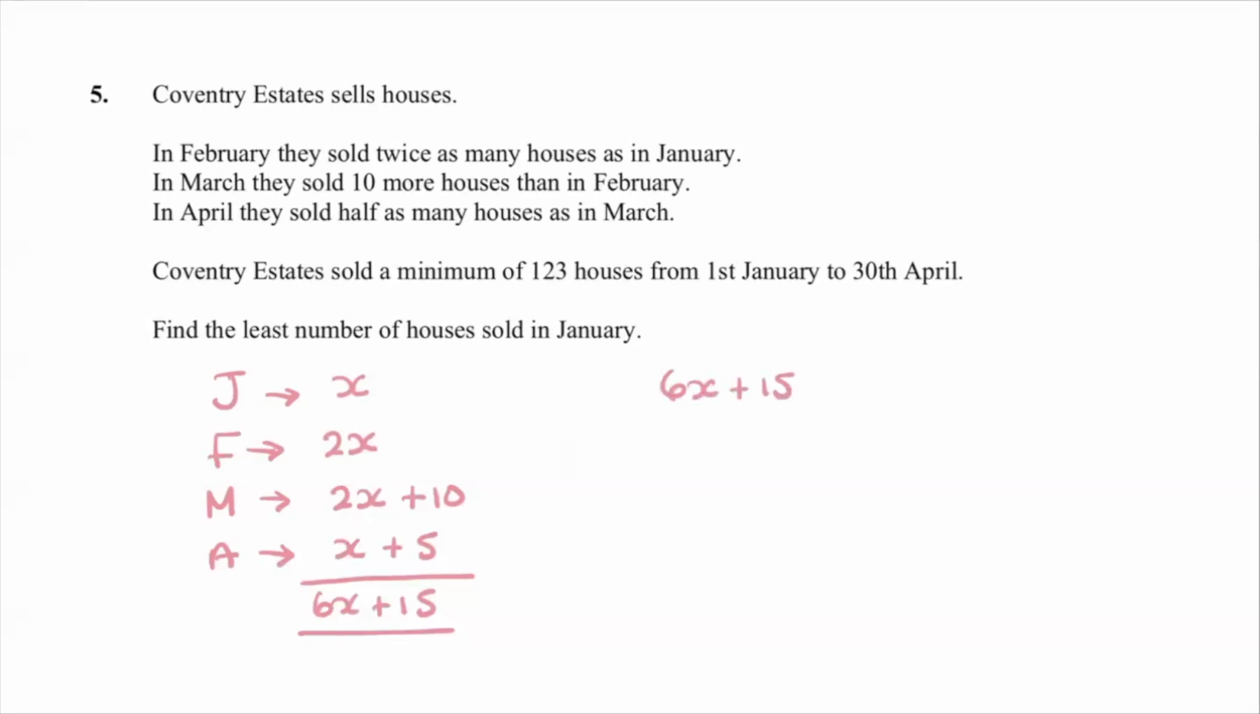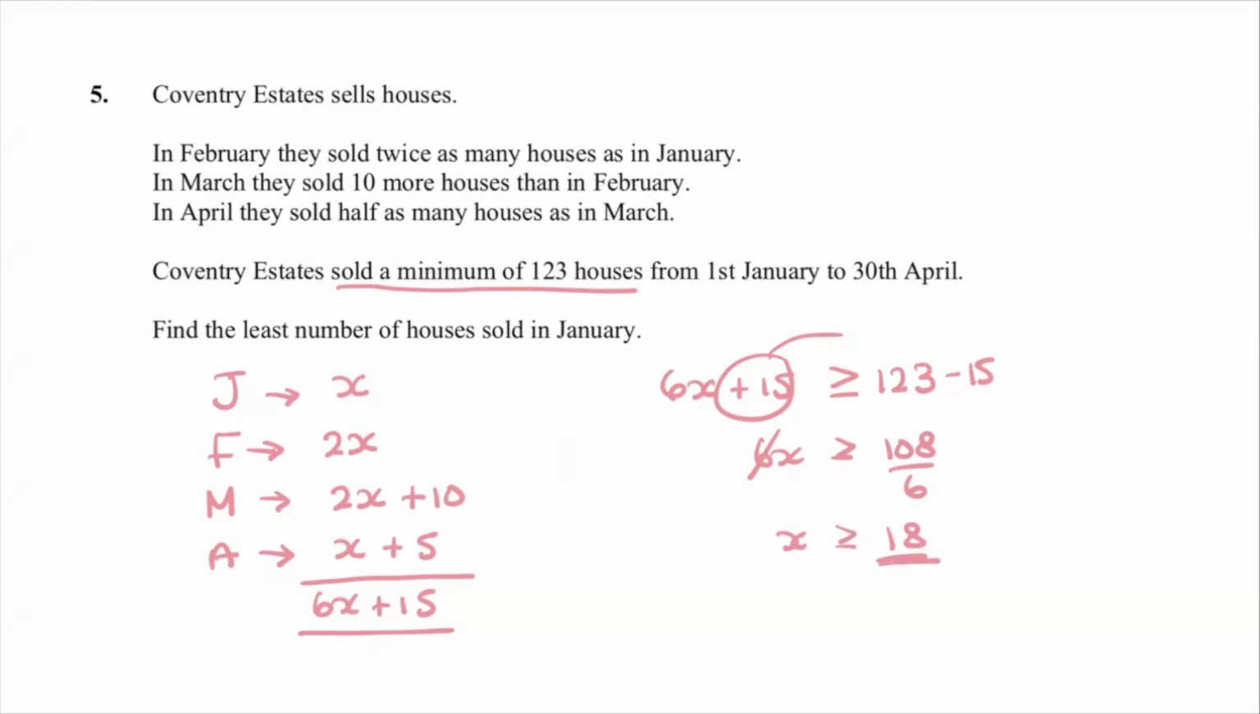Now, we're told they sold a minimum of 123. So it could have been 123, or it might have been greater. So we're going to be using this symbol, and then we're going to solve in the normal way that we would solve equations. So we're going to take off the 15, and then we're going to divide through by the 6, and we've got the least number for January as 18. X was allocated to January, so we're finished and we're done.